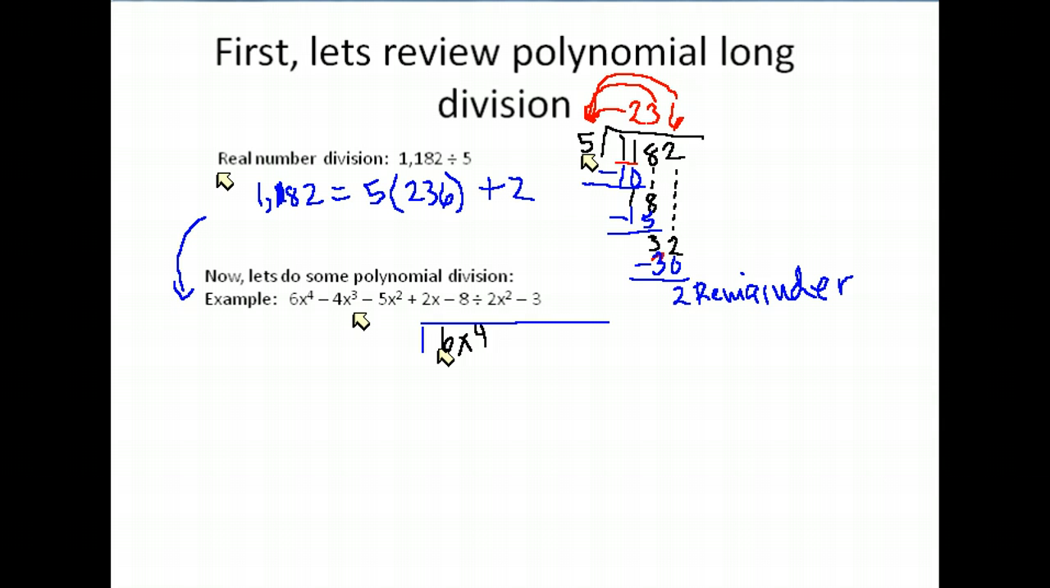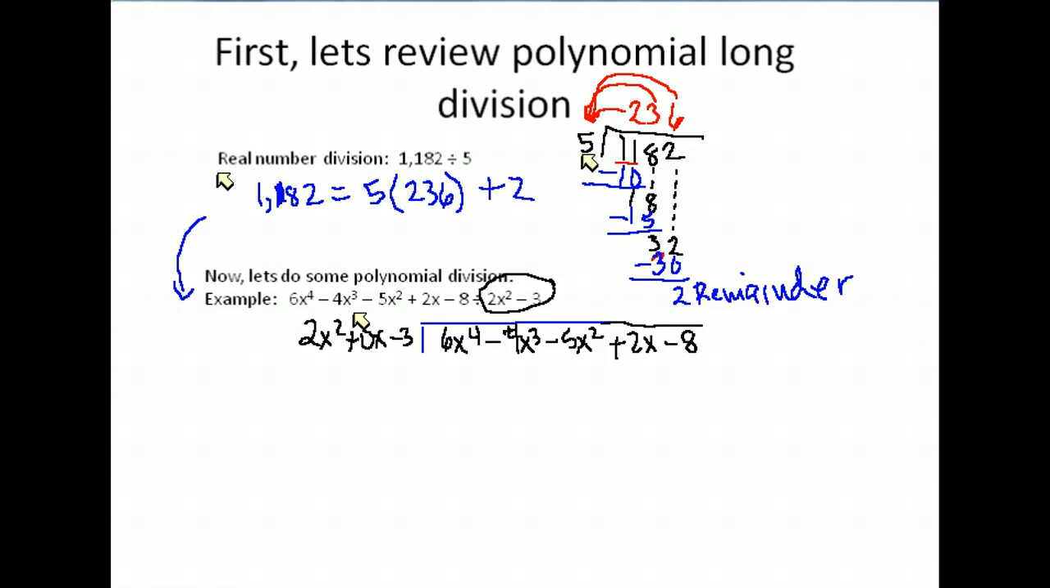6x to the 4th minus 4x to the 3rd minus 5x squared plus 2x minus 8. Okay. On the outside, again, I look at my term, make sure it looks okay. Notice it's 2x squared minus 3. It's missing the x. So when I write down my division problem, I'm going to put a 0x there. Okay. So you write down any of those things that are missing, and then we go ahead and divide.